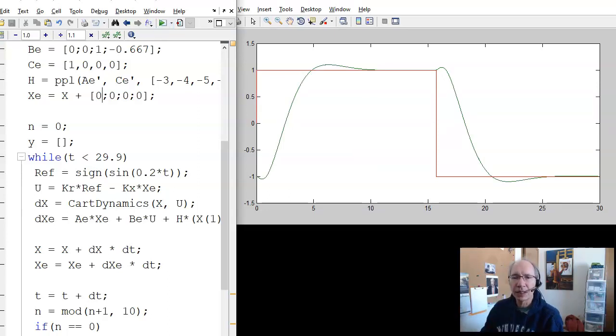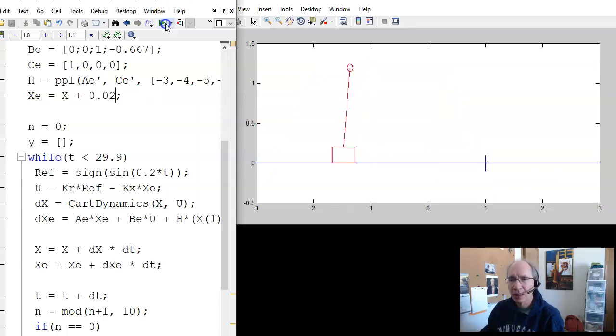Now, if there's a slight error in the initial states, it behaves kind of wild that first time. That's because for the first 4/3 of a second, the observer is trying to track, trying to figure out what the states are. During that first 4/3 of a second, the response is kind of erratic. Once the observer states converge, like the second step, it works very well.